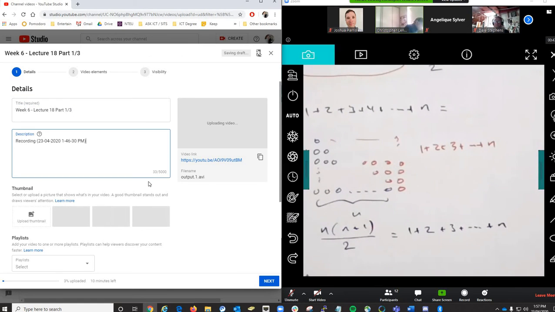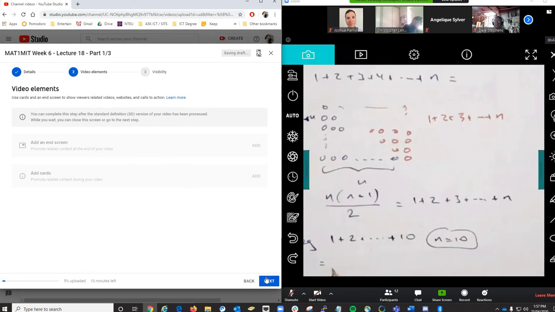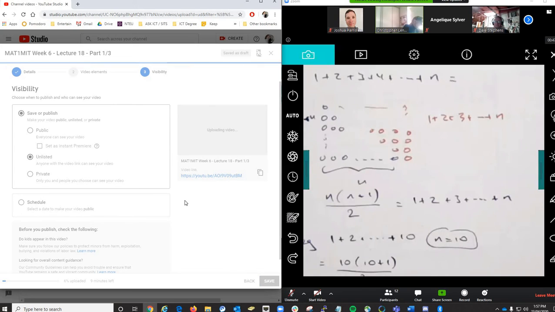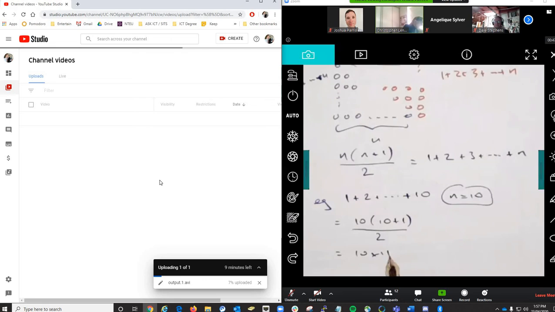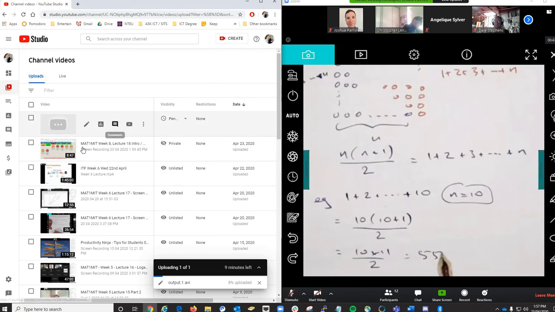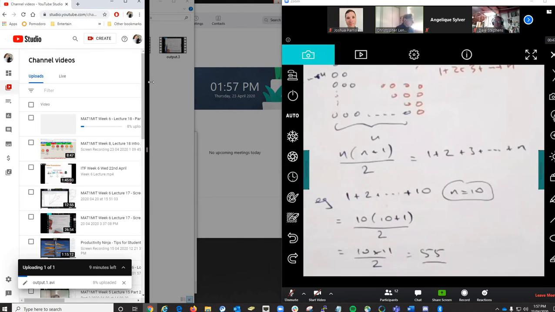For example, I'm sure we did this somewhere along the way. If I want to add up the numbers 1 to 10, I've got n equals 10. So this is going to be 10 times 10 plus 1 over 2, which is 10 times 11 over 2, which is 55. Now, without actually having to do the counting.